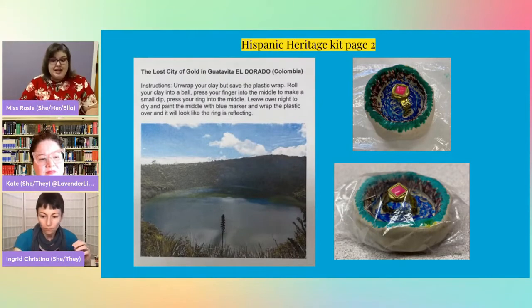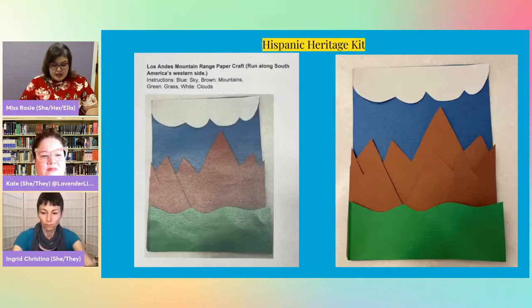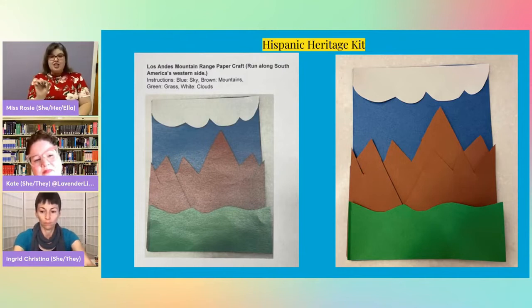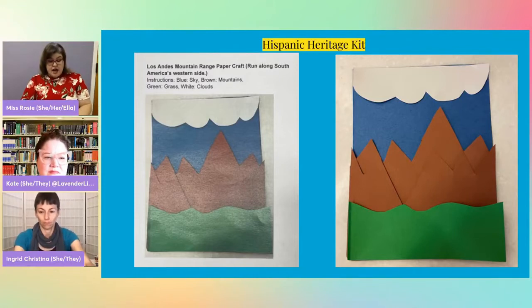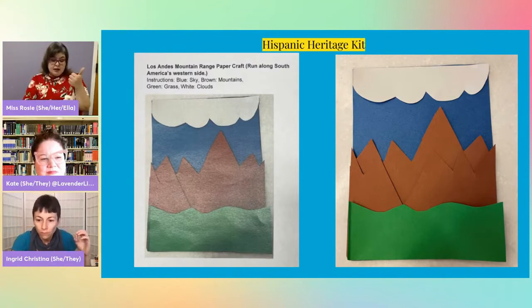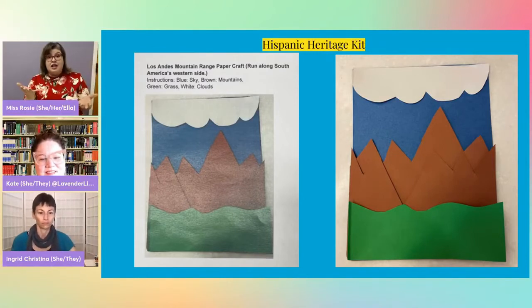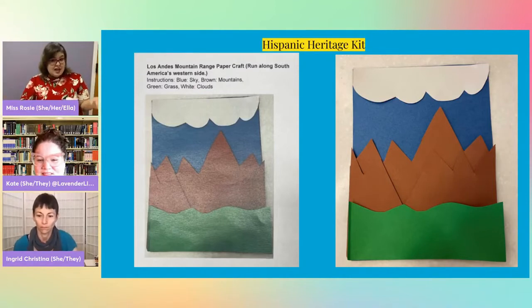Okay, so next slide. I picked Los Andes as my next craft because it could include a number of countries in one craft. At the end, I had a list of 6 crafts. I was able to represent Colombia, Peru, Mexico, Guatemala, El Caribe, which would be Cuba, Dominican Republic, Puerto Rico. I had South America's western side, which was Venezuela, Ecuador, Bolivia, and Chile. So 6 crafts, and I got to do about 11 countries.